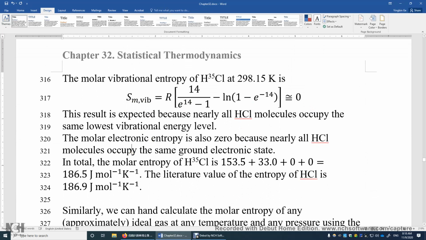The molar vibrational entropy of HCl. But look at this number. e to the power of 14 is such a huge number that this term can be neglected. And e to the power of negative 14 is such a small number. It's much smaller than 1. So I'm going to say this is also 0. This is negligible. This is negligible. Therefore, the molar vibrational entropy is 0 at room temperature.